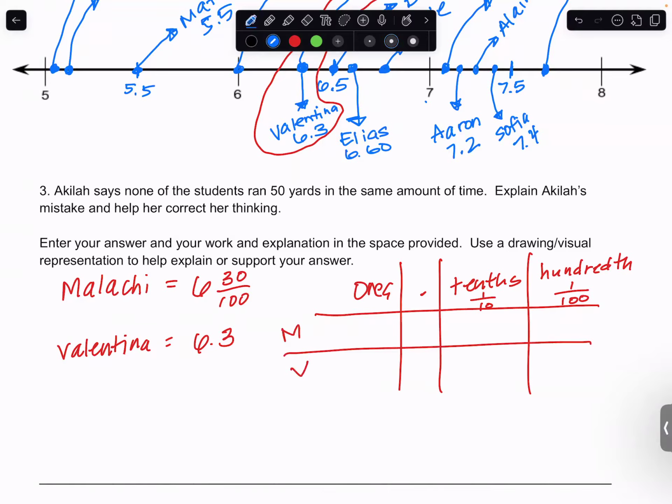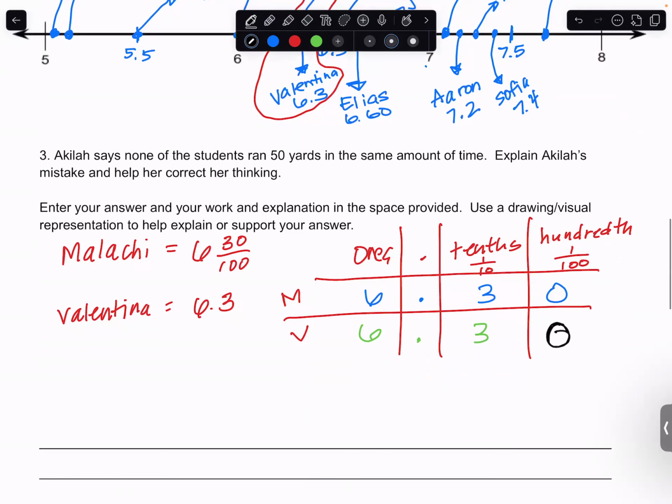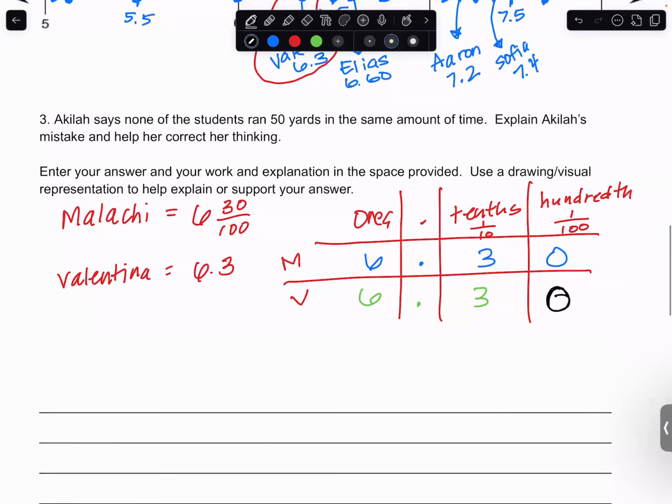So we have Malachi, we have Valentina. Malachi falls under 30 hundredths. And then Valentina falls under 6 and 3/10. But what you could do is just add a placeholder. So 6 and 30 hundredths is also the same as 6 and 3/10. So what we think is that Akila probably wasn't able to make the connection of fractions and decimals being used interchangeably. So let's go ahead and write this explanation here.